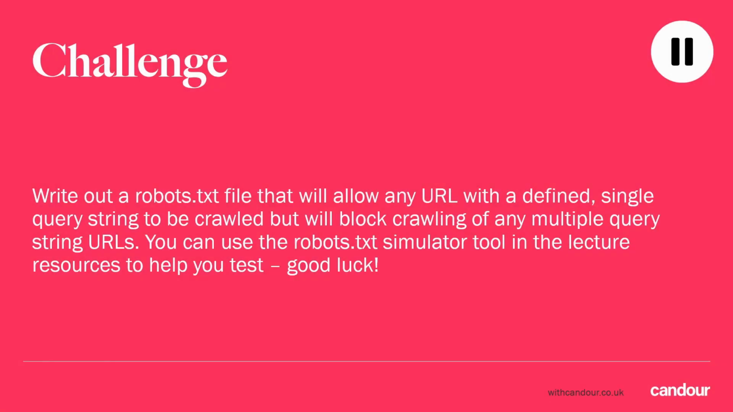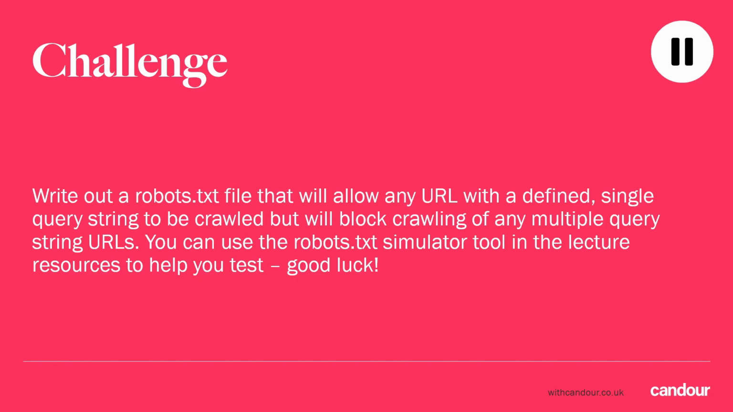It's definitely the most advanced challenge we've had so far in the course, so do not worry if you struggle with it or if you just plain can't do it. I will take you through it step by step. If you are feeling confident though and you want to give this a go, what I would like you to do is to try and write out a robots.txt file that will allow any URL with a defined single query string to be crawled, but will block crawling of any multiple query string URLs. So this is exactly what we saw on the last slide.